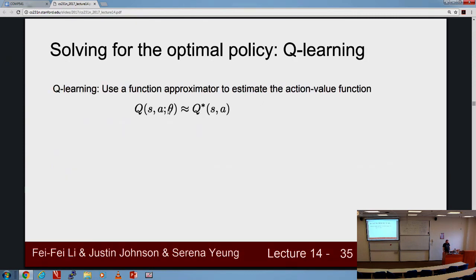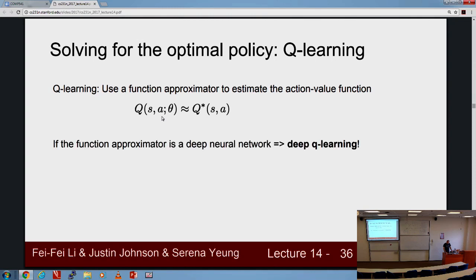So, can we actually use a neural network to represent the action value function? This theta here represents the parameters of the neural network. This neural network is going to take S and A as inputs and give us the value for this particular state action pair. An alternative implementation is to take just the state as input and give out values for every possible action, if you have a finite number of actions. We'll see both of them used. And if this Q is basically a deep neural network of the type that we've learned, this is called deep Q learning.